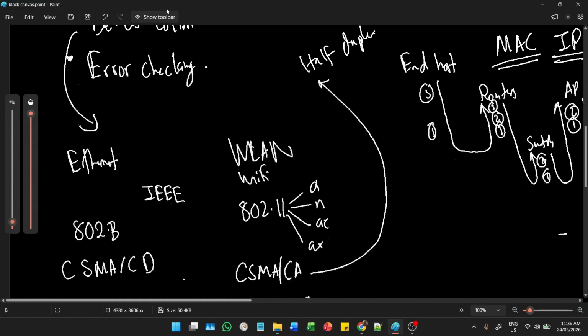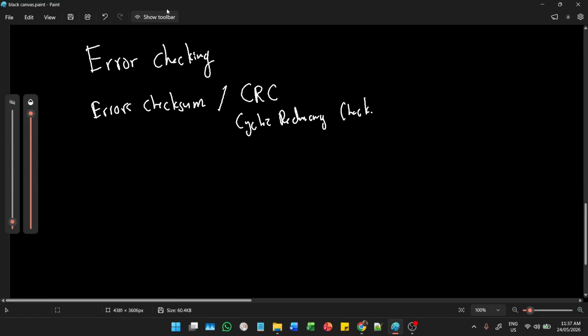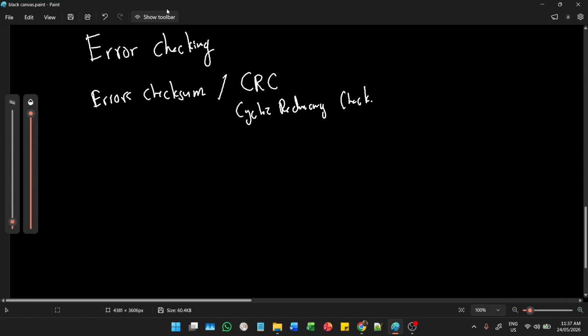Now, finally, we have the most interesting one, known as error checking. So, how does error checking work? Well, I have learned something known as an error checksum, but AI says it's known as a CRC, which is cyclic redundancy check. So, I don't know which is which. I would highly recommend you go look this up for yourself. Remember, self learning is one of the best ways to learn.